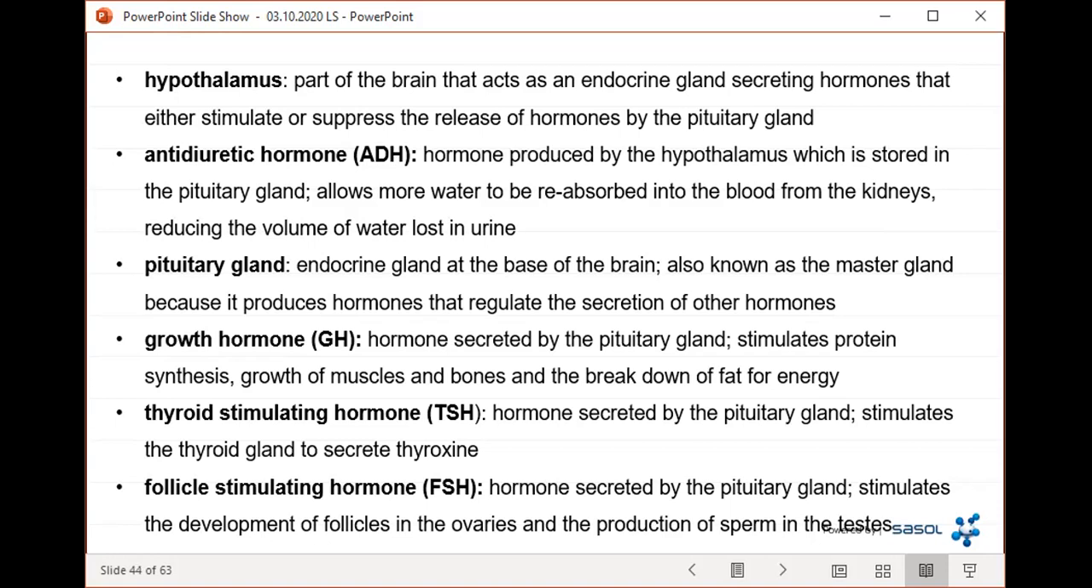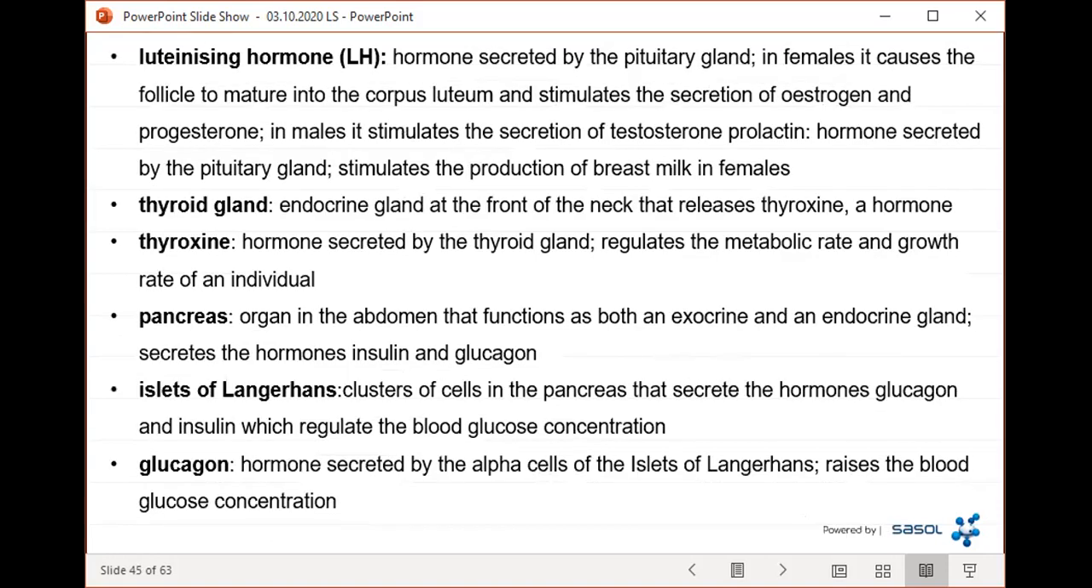Then we have FSH, which is a reproductive hormone. It is secreted by the pituitary gland and it stimulates development of follicles in the ovaries and the production of sperm in the testes. Then we have LH, which is the luteinizing hormone. It's also secreted by the pituitary gland.